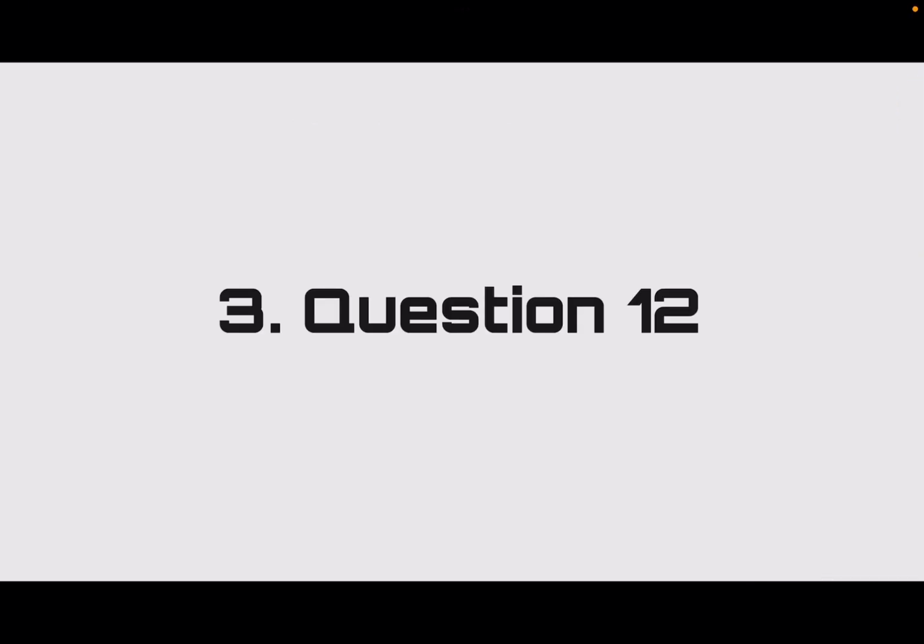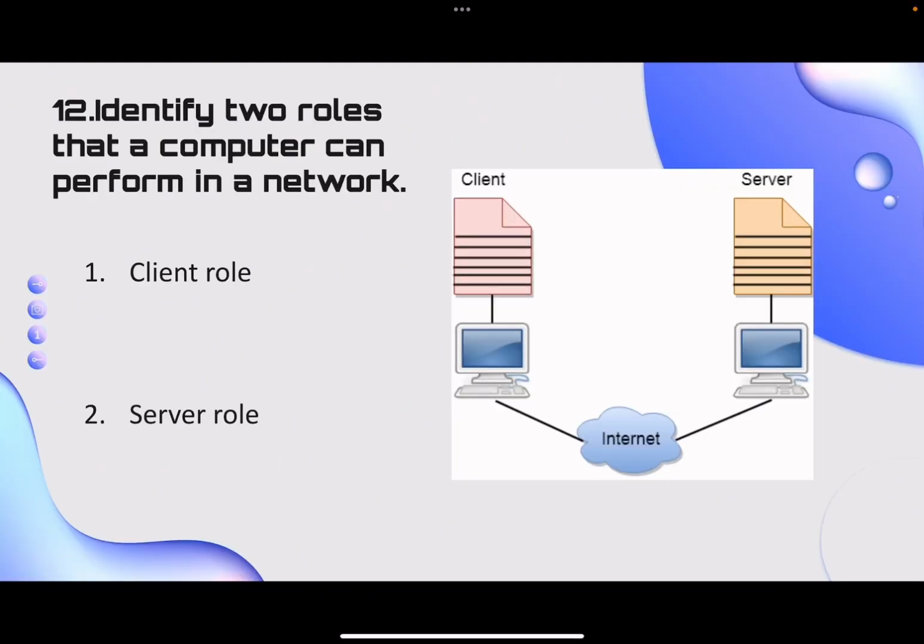So now let's start with the questions. The first question that we have is question 12, and it says, identify two roles that a computer can perform in a network. So the first role we'll look at is the client. In a network, a client computer is one that requests and uses services or resources provided by other computers. A client is typically a regular computer or device that you use every day, like your laptop or smartphone.